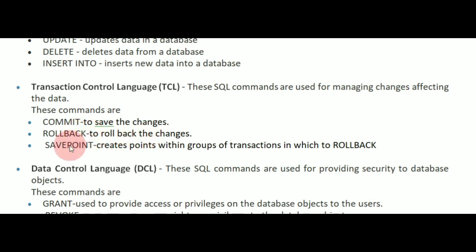And the save point is another type of command which creates points within the groups of transactions in which to roll back. That is, you will be having some different types of save points. So if you wanted to roll back the database to the previous save point, you can roll back to that particular save point. Let us say you have save point 1, save point 2, save point 3. Now the database is in between save point 2 and save point 3. So now if you wanted to roll back, it will be rolling back to the save point 2, because all the previous information which we have in the database is already committed and it is safe. So this is about transaction control language.